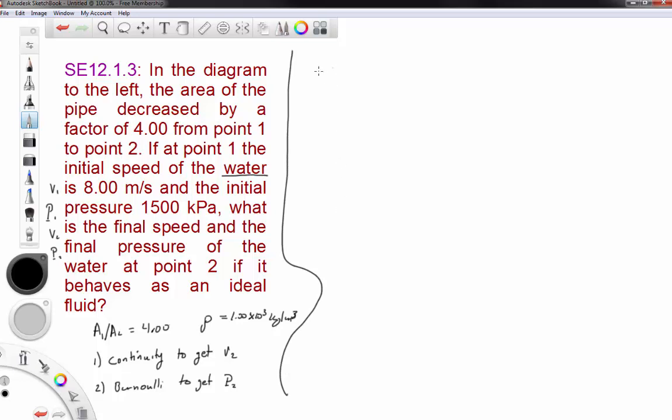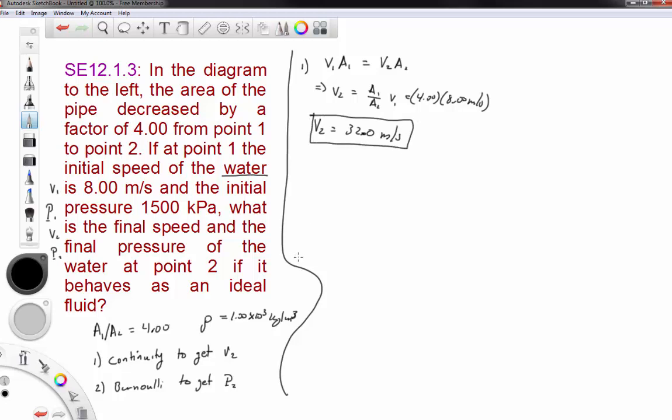So let's apply these principles and get the speed and get the pressure. So continuity basically says that V1 times A1 is equal to V2 times A2. So by implication, V2 should be this ratio A1 over A2 times V1. So that is going to be 4.00 times 8.00 meters per second. So that means that V2 must be 32.0 meters per second. So now we have the speed at which the water is traveling through the tube.